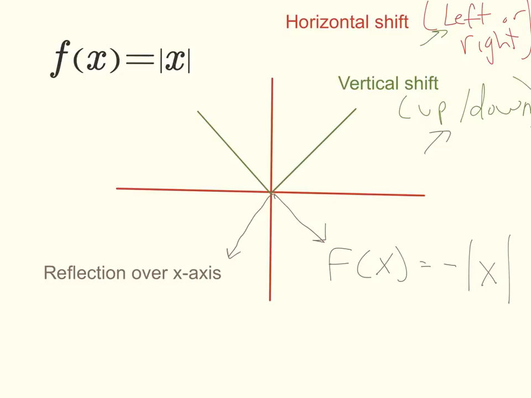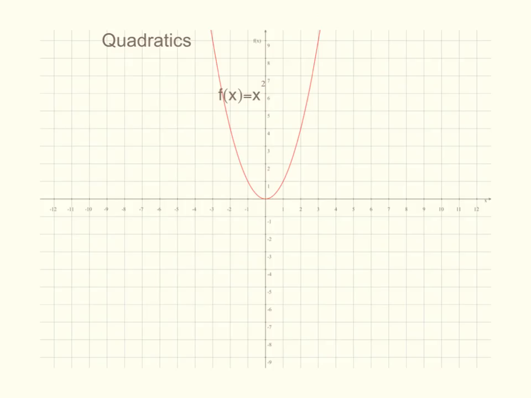There you have it. So the reason why I went into such detail to review this is because when we're doing the translations of the quadratic functions, it works literally the exact same way. The only difference is that the shape of the graph is going to be a little bit different. So let's take a look.